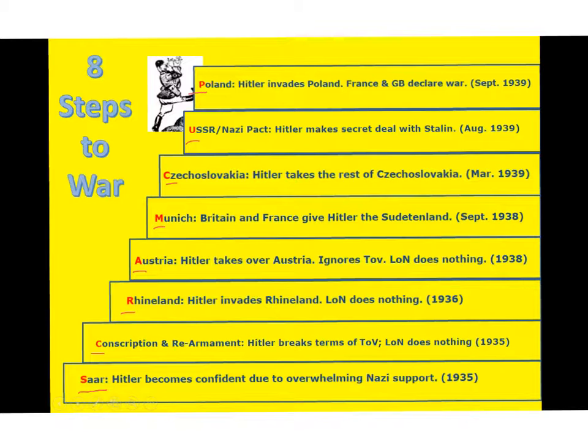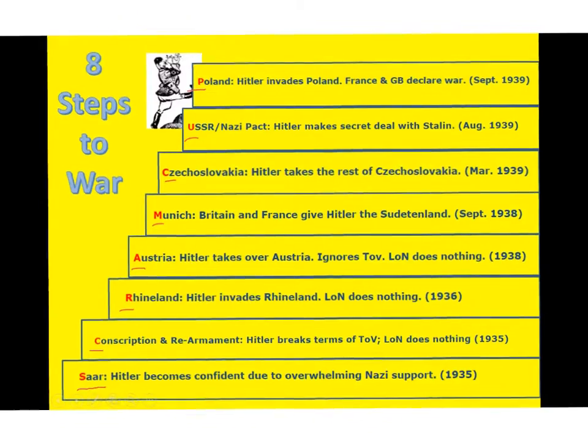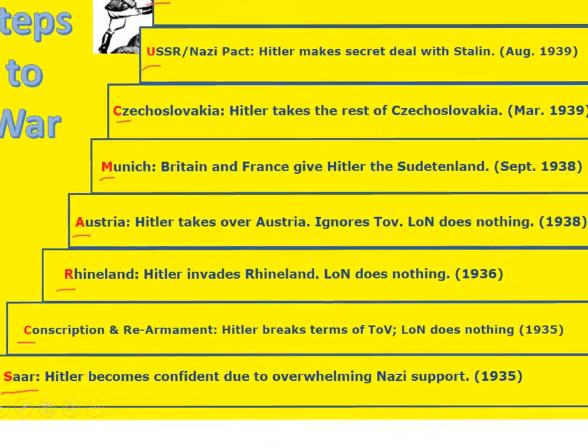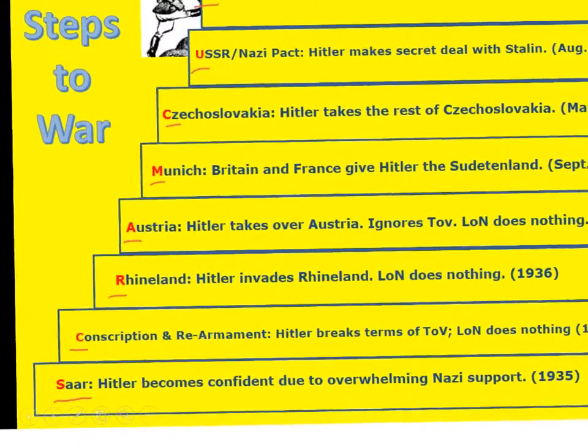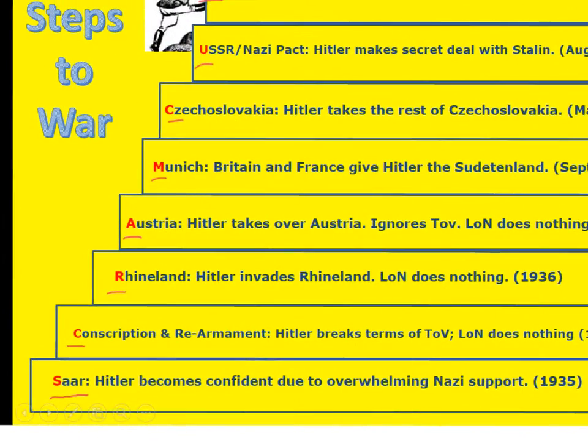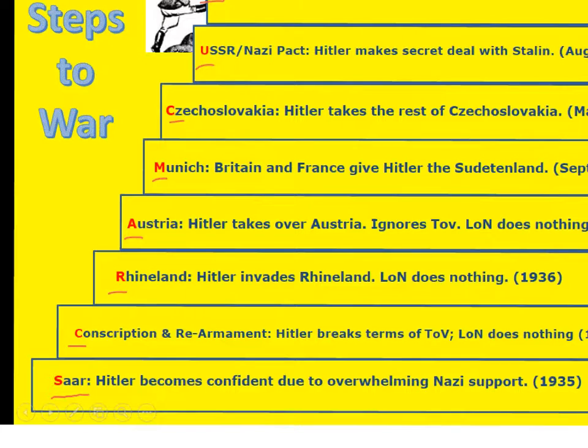So if we start at the bottom here, with the S, which is the Saar. Now the Saar had been taken away from Germany at the end of World War I, and was given as a mandate to the League of Nations. Really France had a lot of control over the Saar. It was a really important industrial area for Germany, and they used to get a lot of resources from there, but now obviously it was under the control of somebody else.